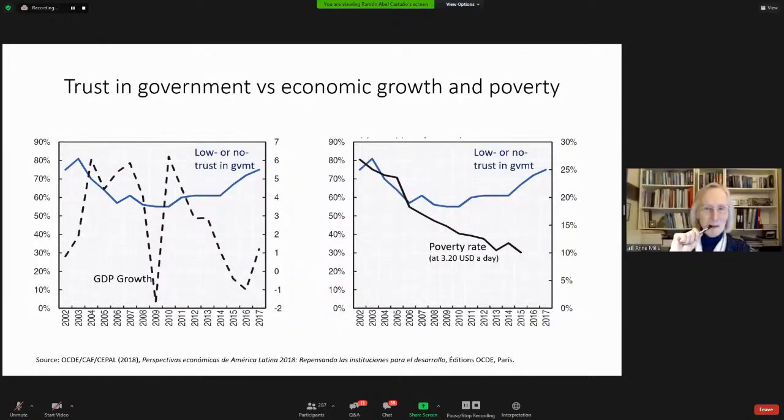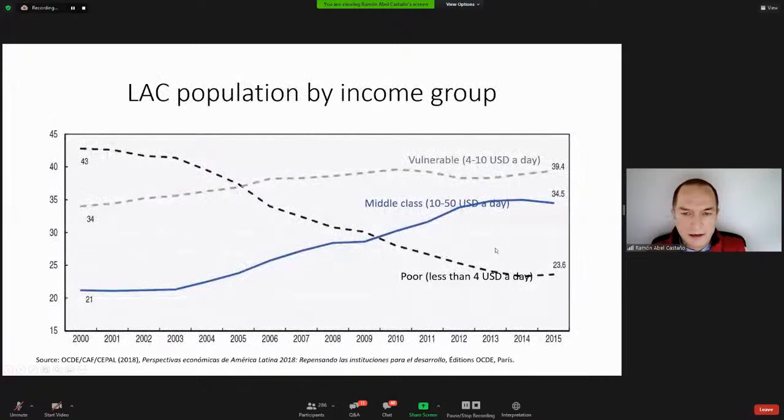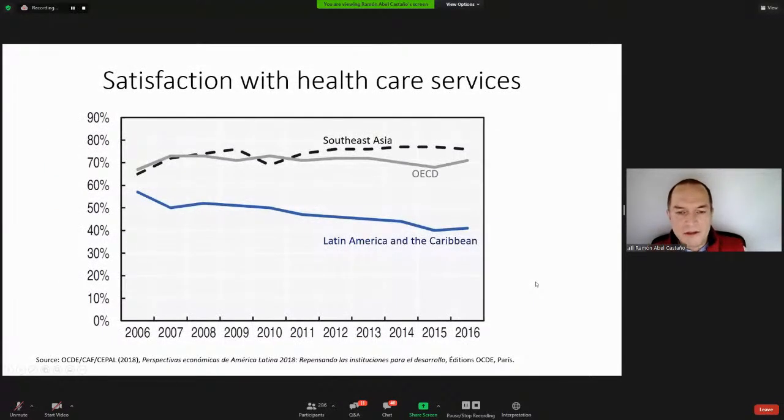These figures show how the share of people who have very low or no trust in government, although it decreased during the 2000 to 2010 decade, increased during the last decade. And even though the poverty level decreased dramatically during that same period, and the middle class increased, this is the whole of Latin America, and the poorest decreased rapidly during that same period. But look at these figures.